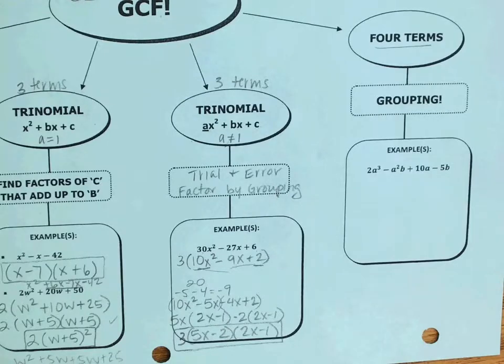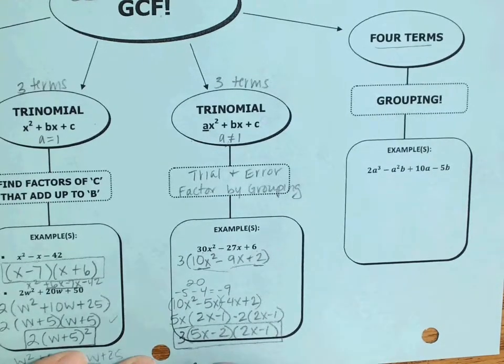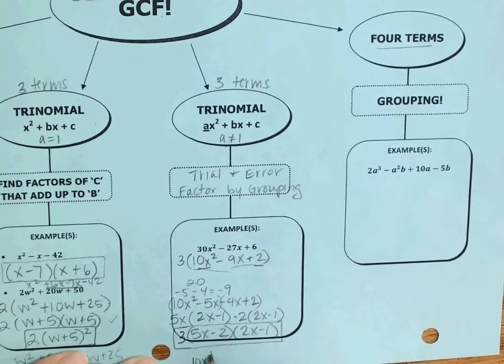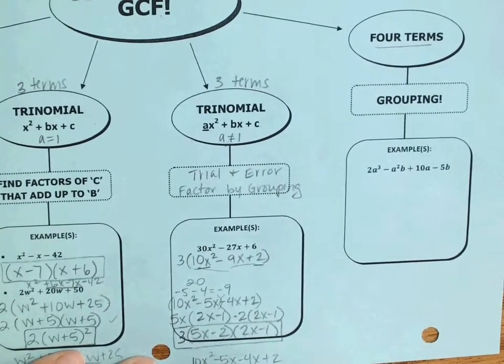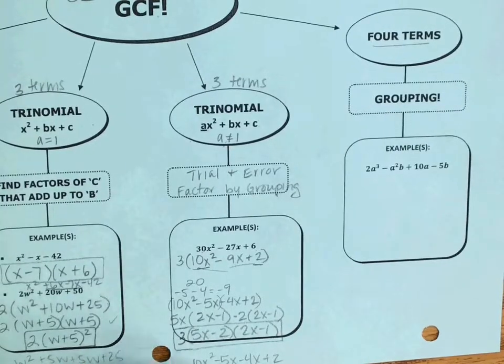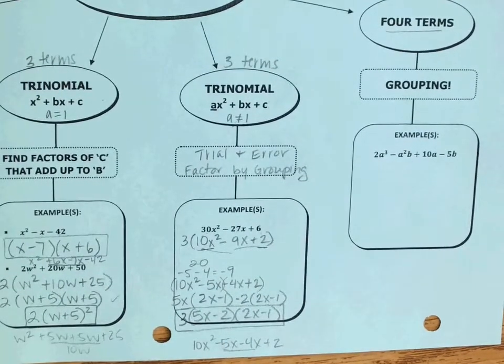Okay, very quickly, to check my work: 5x times 2x is 10x squared. 5x times negative 1 is negative 5x, and I get negative 4x and positive 2. When I combine my middle terms, I do get negative 9. Whoops, kind of fell off the board there a little bit.